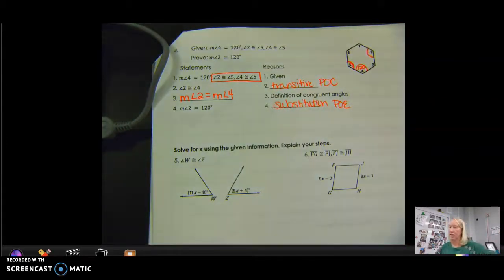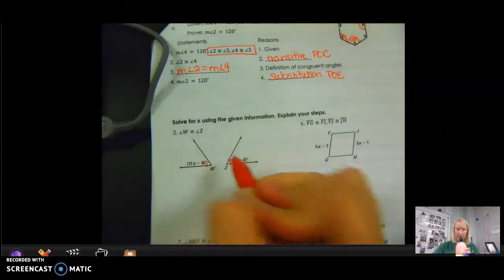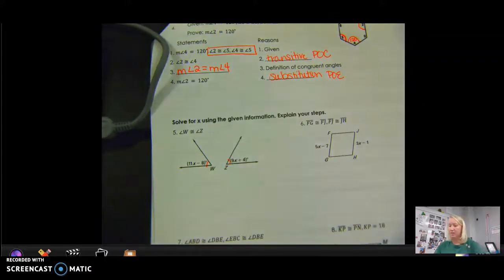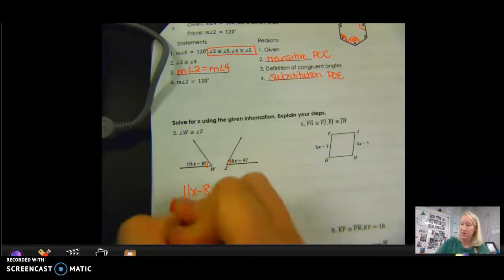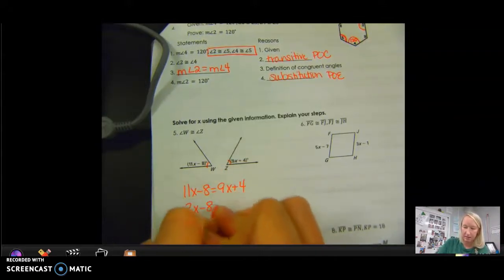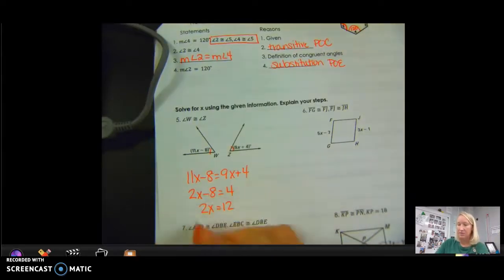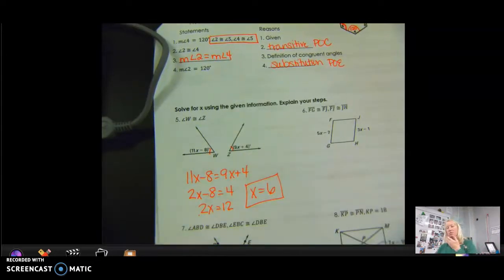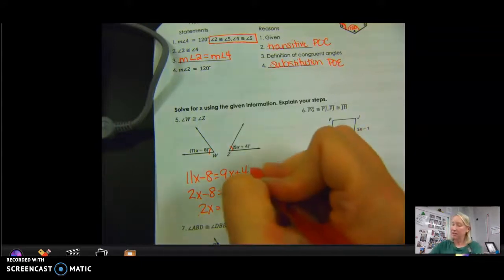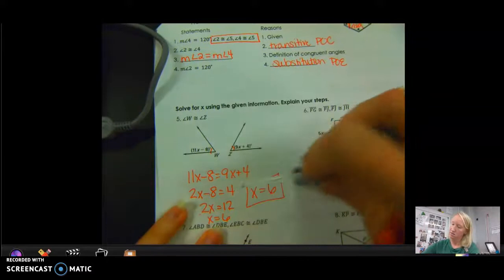All right. Solve for x using the given information. Explain your steps. They are telling me that this angle is equal to this angle. So to solve for x, I just set them equal. 11x minus 8 equals 9x plus 4. I'm going to subtract 9x from both sides, so I get 2x minus 8 equals 4. I'm going to add 8 to both sides, so I get 2x equals 12. Divide by 2, so I get x equals 6. And they just want me to solve for x. But they also want me to, I should have put that here, give the steps. Okay, so, oops.